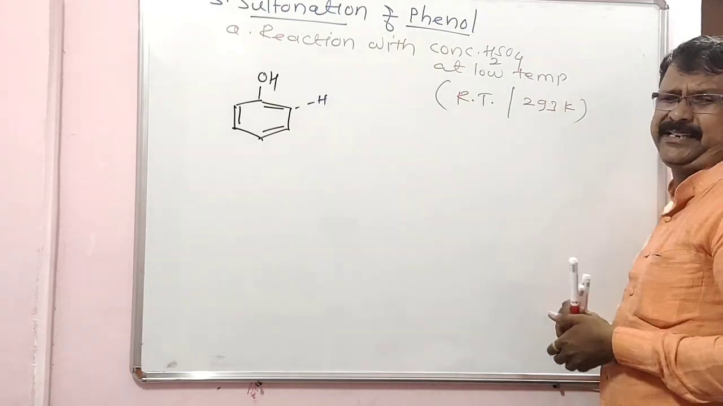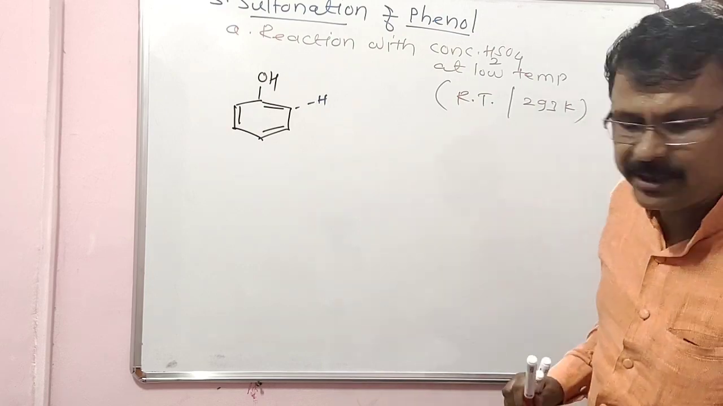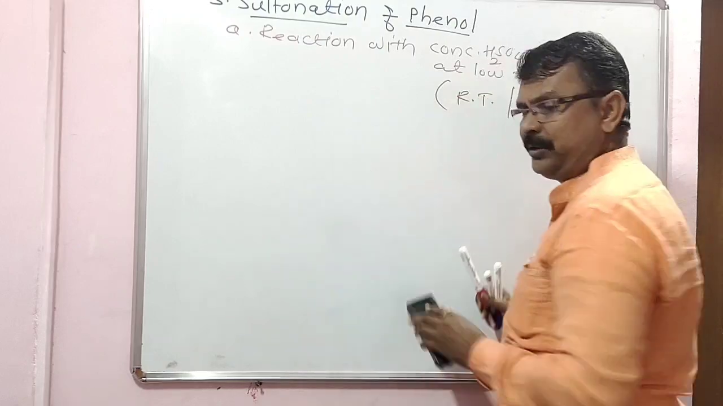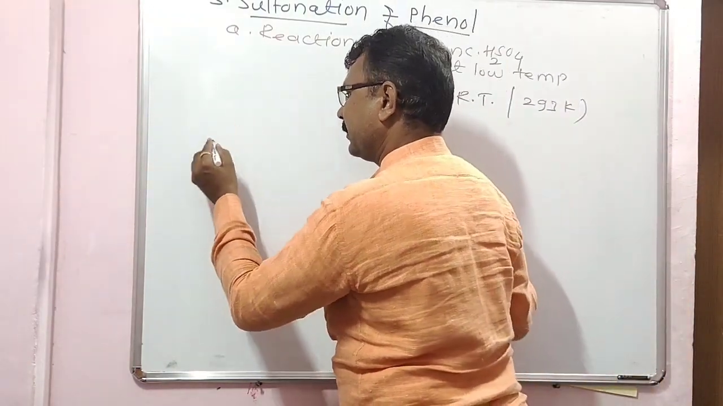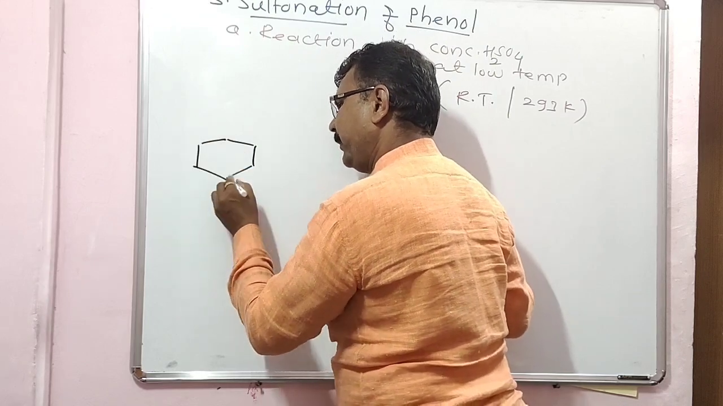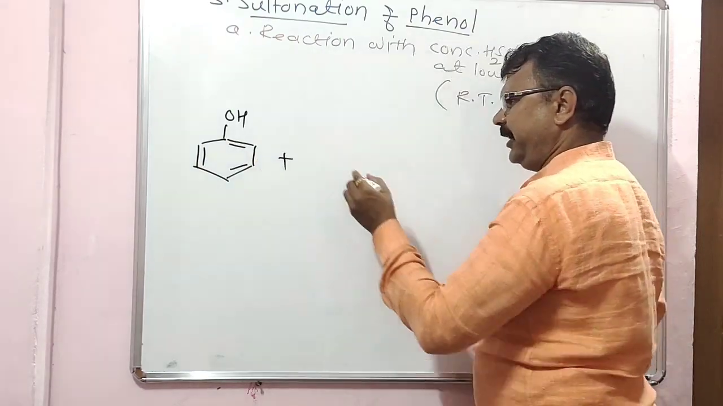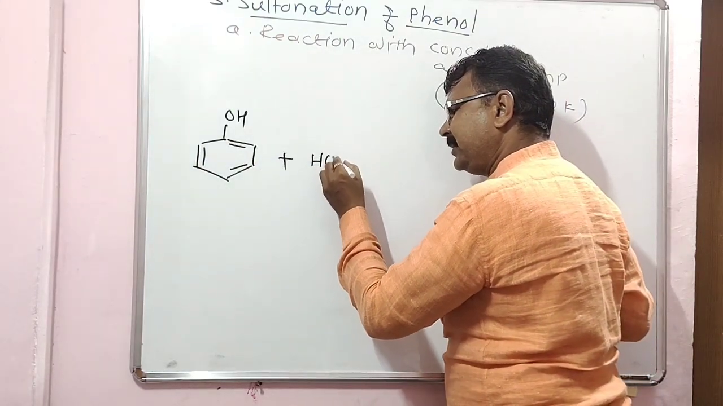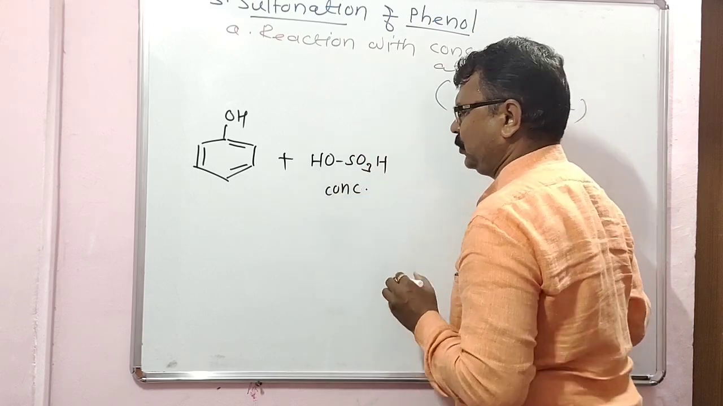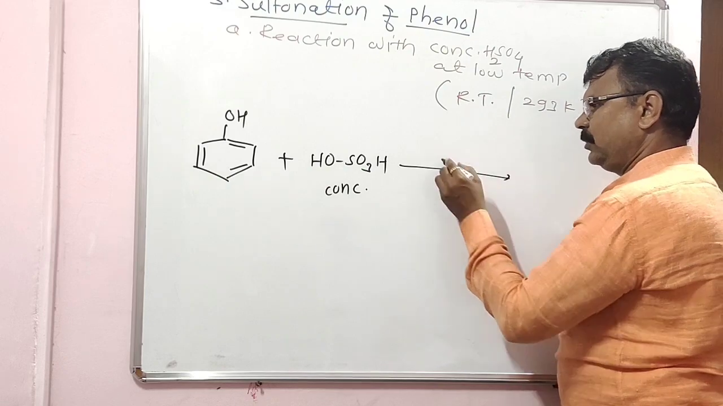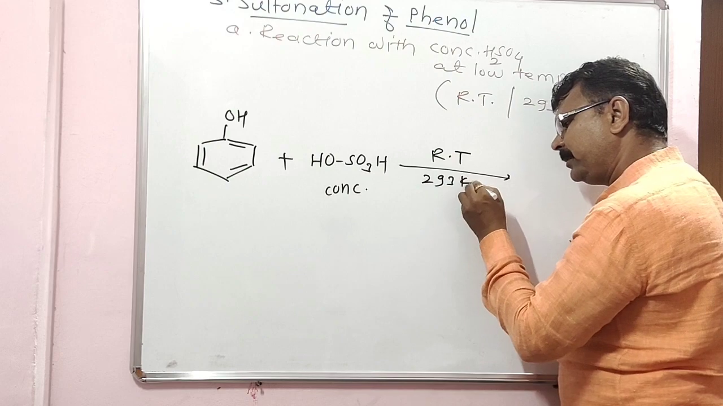Actually 298 Kelvin, but in books 293 Kelvin. Look here, simple reaction. Phenol is reacted with concentrated H2SO4, HOSO3H, at room temperature, which means low temperature, 293 Kelvin.